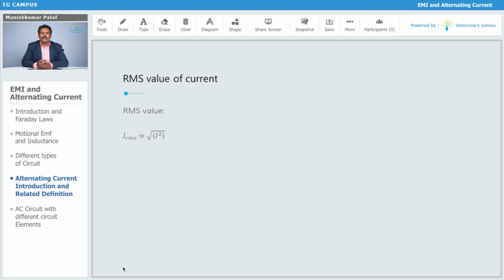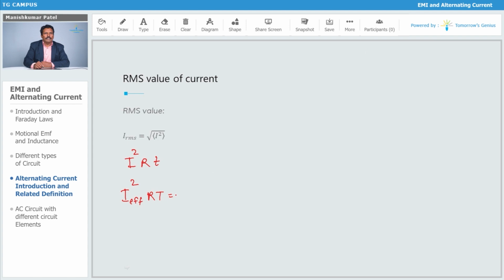We can also call it the effective value of your current, which will produce the same heating effect as that produced by the alternating current for the given amount of time. For this case, the heating effect, we know, is I square RT. So for the effective value, I will write it down now: I effective square, R into T.